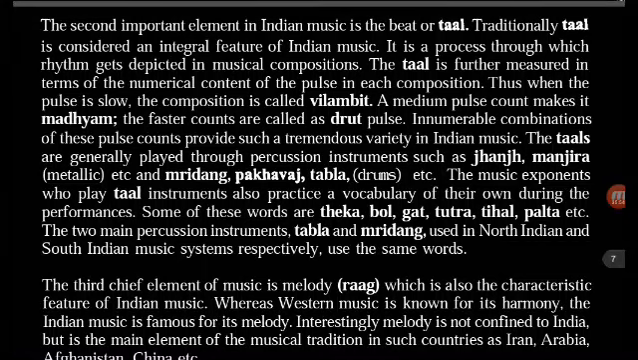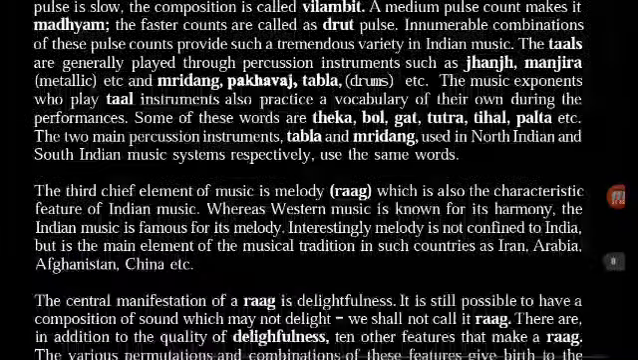The tals are generally played through precision percussion instruments such as junjun, manjira, mridang, pakhavaj, tabla, drums, etc. The musicians who play tal instruments also practice a vocabulary of their own during the performances. Some of these words are theka, bol, gat, tutra, tithal, palta, etc. The two main percussion instruments, tabla and mridang, used in North Indian and South Indian music systems respectively, use the same word.